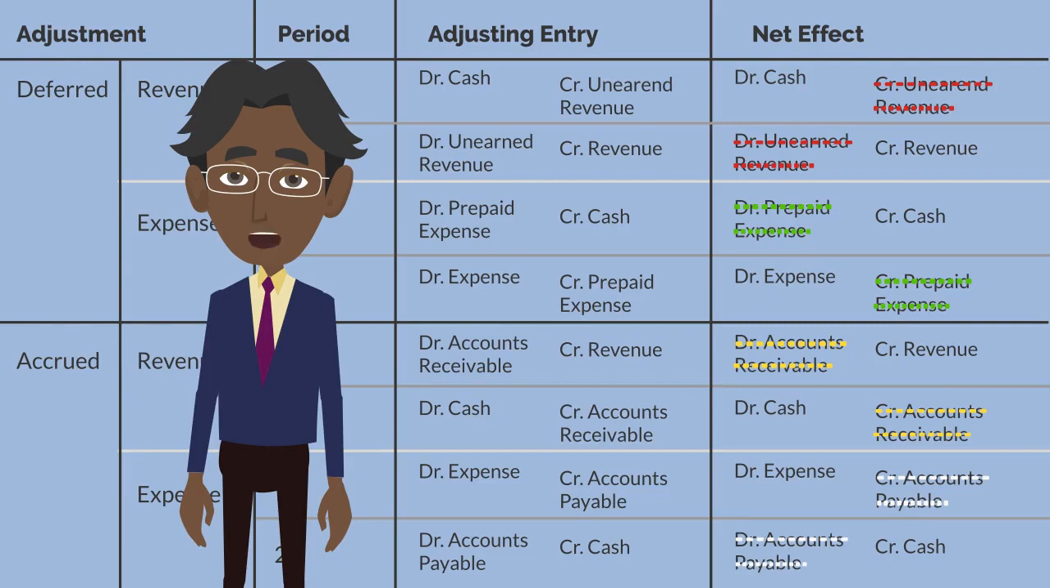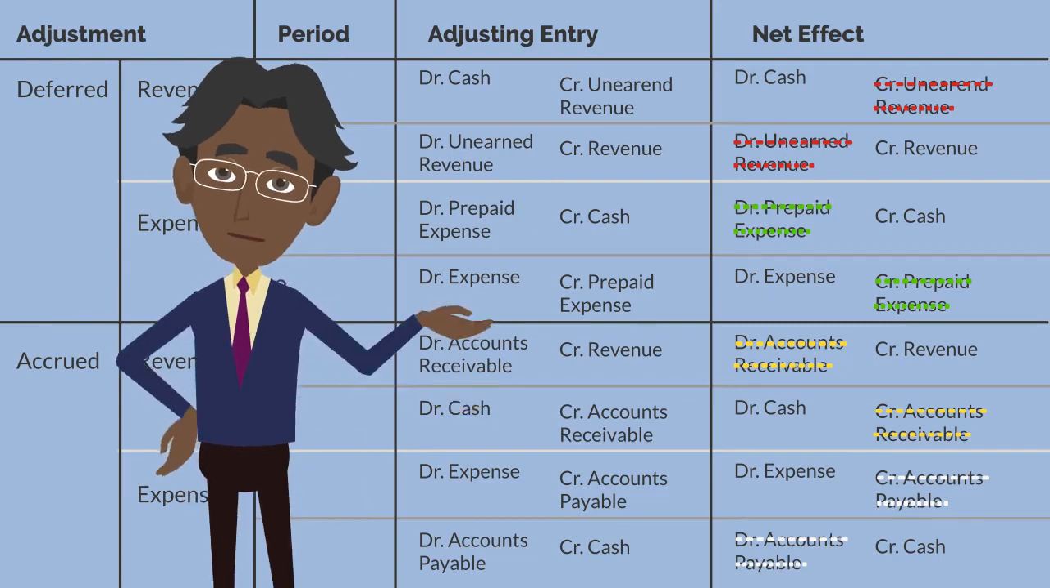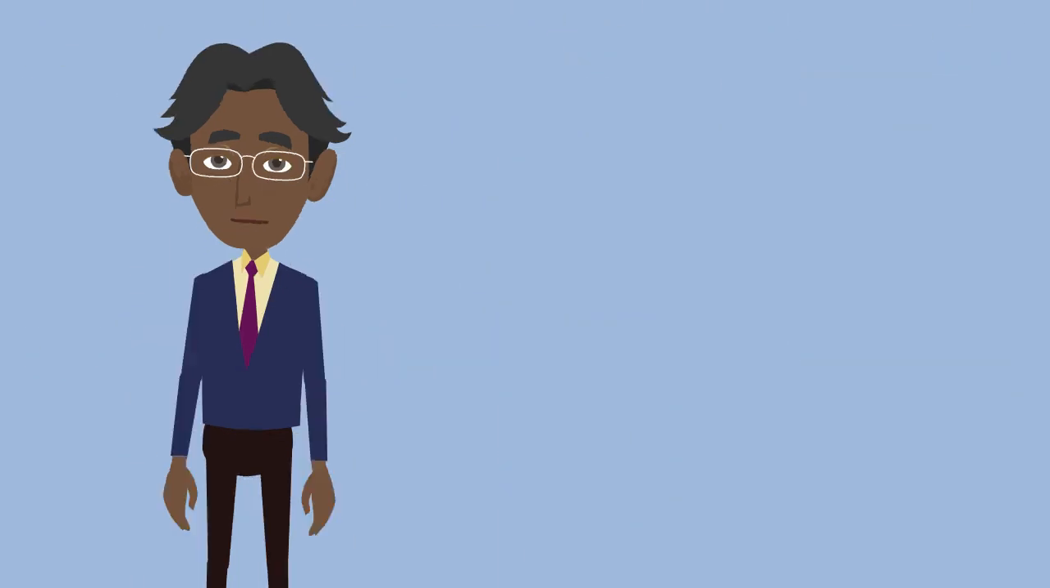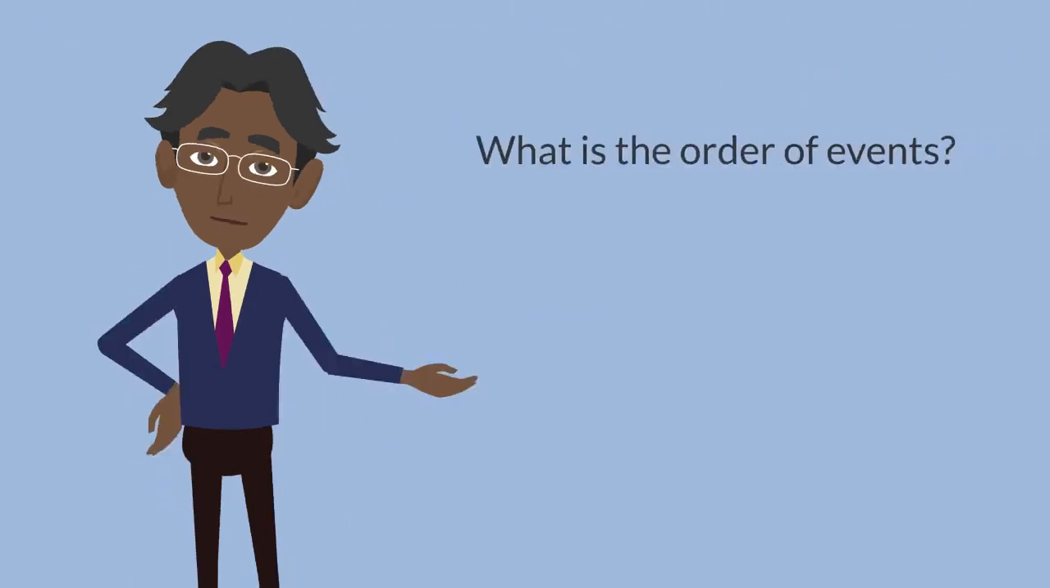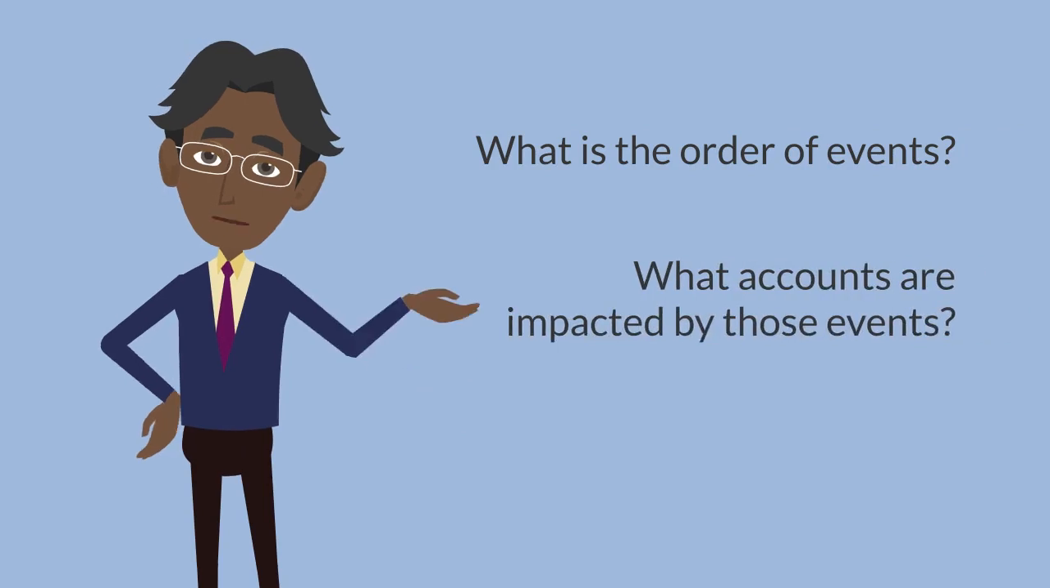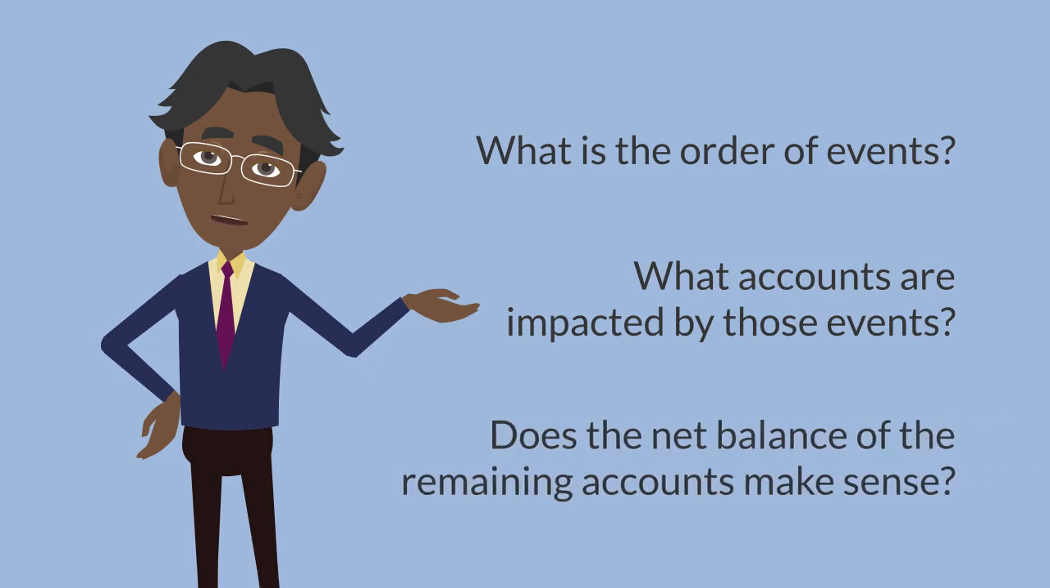That concludes the basics of adjusting entries. Now you're ready to try out some problems by yourself. Although deferred and accrued adjustments may seem daunting at first glance, you can break the problems down by considering these questions. What is the order of events? What accounts are impacted by those events? And most importantly, after all the adjustments, does the net balance of the remaining accounts make sense?